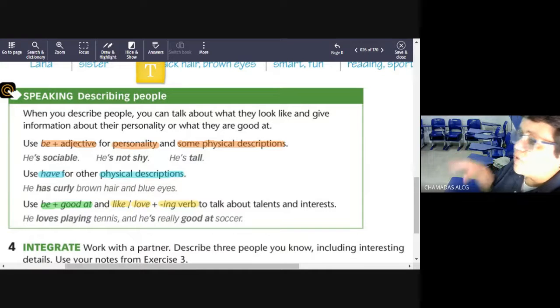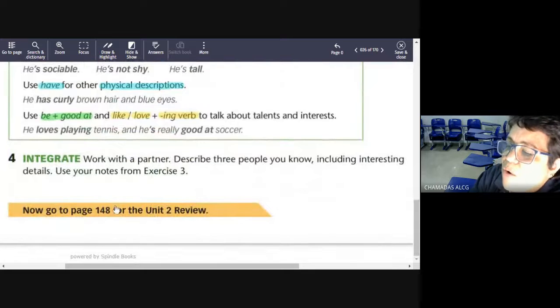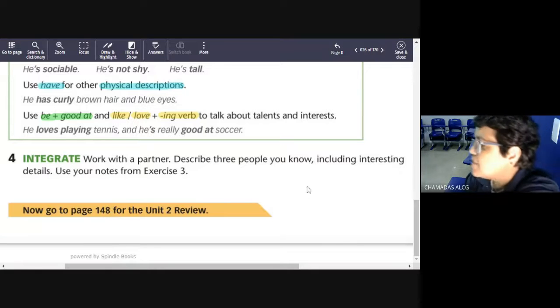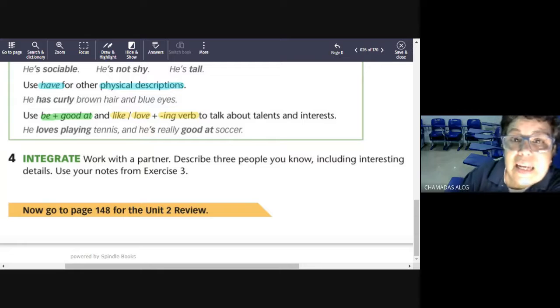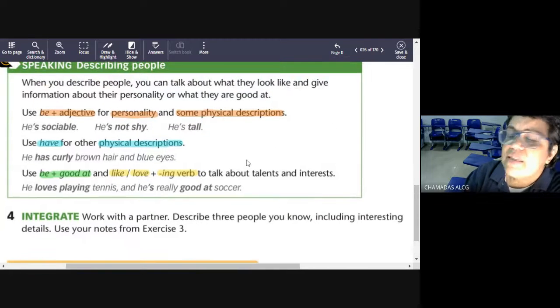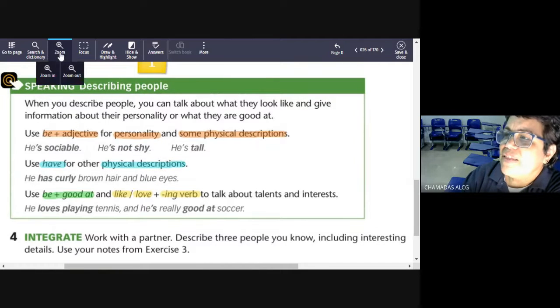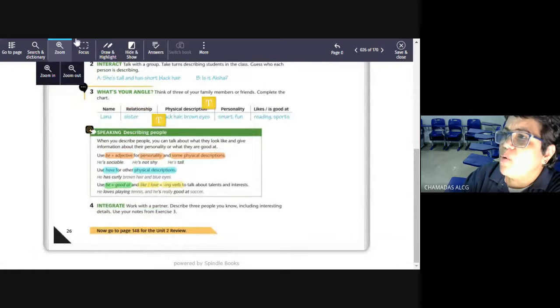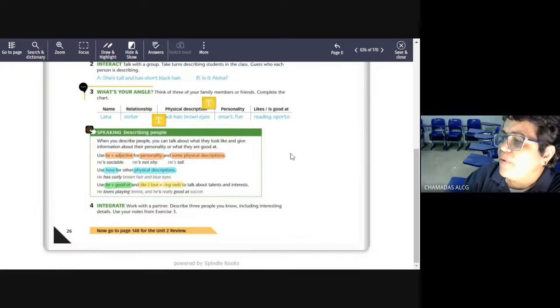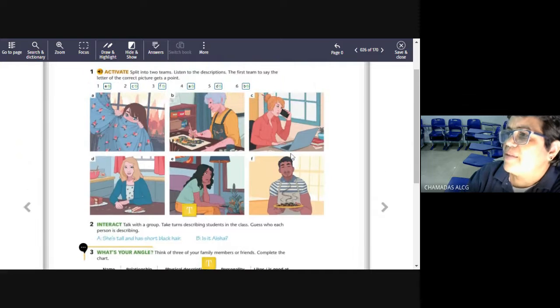But the class is not over. We are still going to do now the review, okay? We are going to do page 148. Okay, because our class finishes at 11:30. So we still have a few minutes, okay? So let's go to our review. This is the end of Unit 2. All right, guys. So let's zoom out so you can see all the page. Here you go.